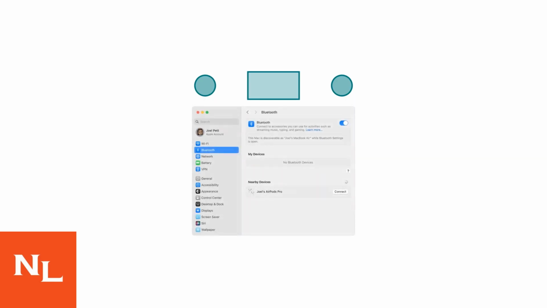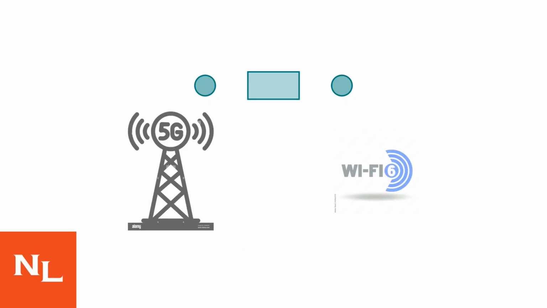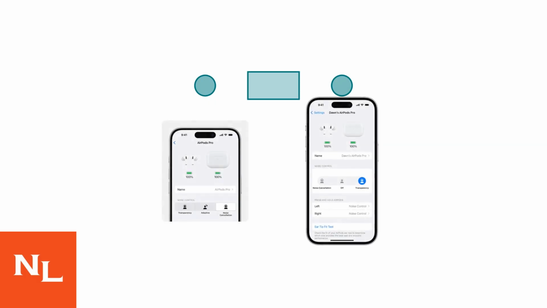First, ensure your AirPods are properly paired via Bluetooth settings. Grant microphone access in your iOS privacy settings. Use a stable network connection, with 5G or Wi-Fi 6 preferred. Try adjusting ANC settings, such as switching to transparency mode to reduce mic interference.